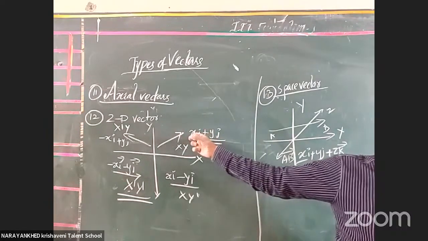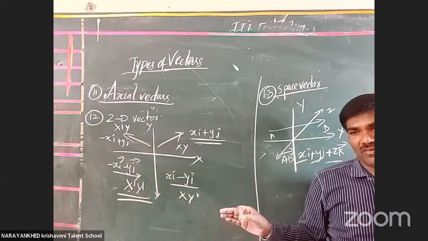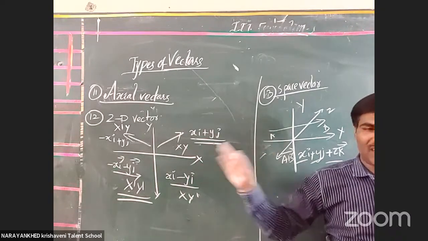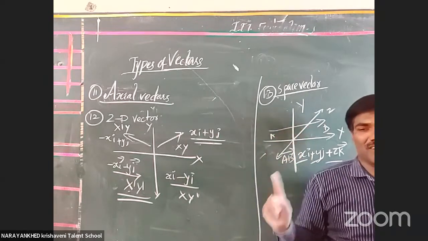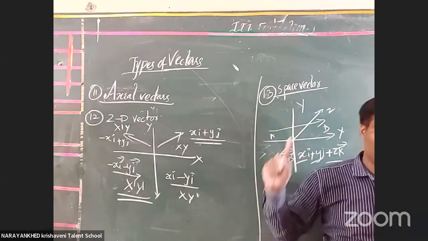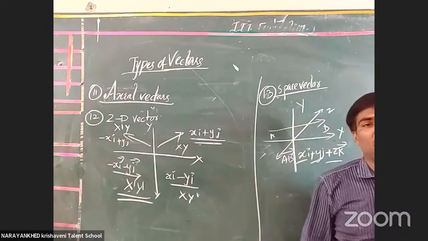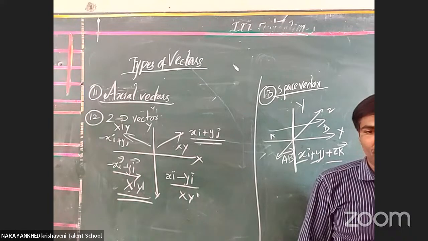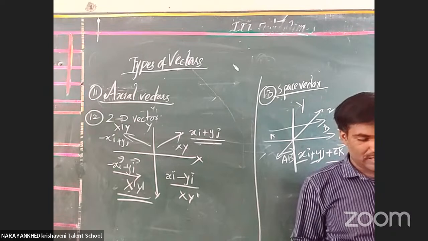But you have to note down that a 2D vector is nothing but two components, one along the x-axis, another along the y-axis. Now, if there are no components along the two axes, it is called a one axial vector, or a one-dimensional vector. Or if it contains three components, it is called a space vector. Okay, clear or not? These are the different types of vectors.